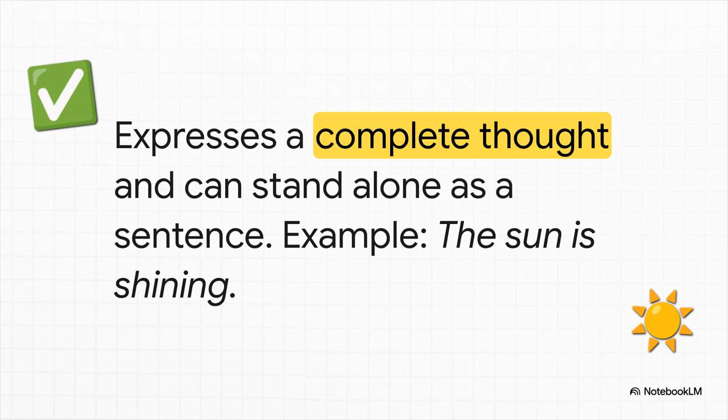First up, the independent clause. This is the star of the show, the main frame of your entire building. The sun is shining. It's got a subject, sun, a verb, is shining, and yeah, it expresses a complete idea. It doesn't need any help. It is a full sentence.